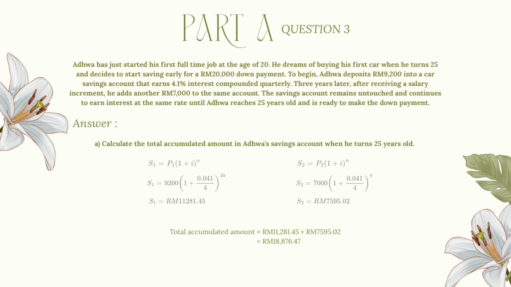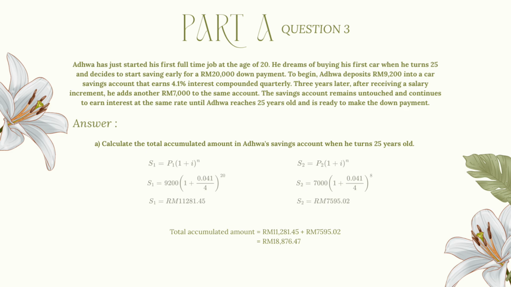Adwa has just started his first full-time job at the age of 20. He dreams of buying his first car when he turns 25 and decides to start saving early for a 20,000 ringgit down payment. To begin, Adwa deposits 9,200 ringgit into a car savings account that earns 4.1 rate interest compounded quarterly. 3 years later, after receiving a salary increment, he adds another 7,000 ringgit to the same account. The savings account remains untouched and continues to earn interest at the same rate until Adwa reaches 25 years old and is ready to make the down payment. Calculate the total accumulated amount in Adwa's saving account when he turns 25 years old.